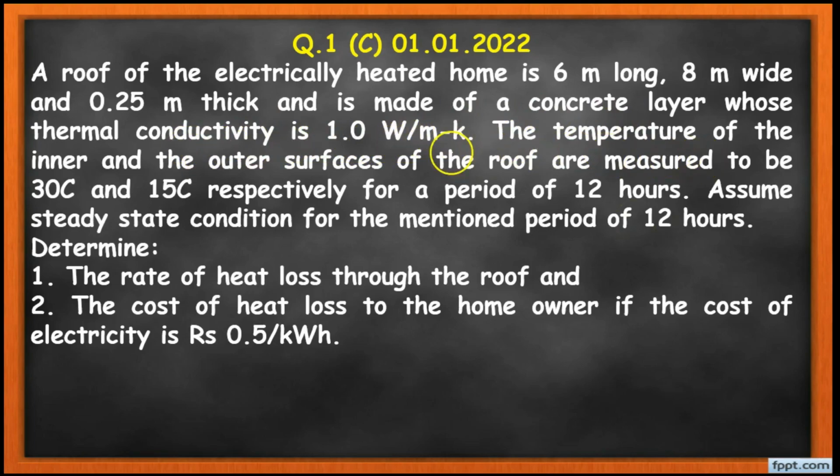The temperature of the inner and outer surface of the roof are measured to be 30 degree and 15 degree respectively for a period of 12 hours. Assume the steady state condition for the mentioned period of 12 hours. Determine the rate of heat loss through the roof, and second, the cost of heat loss to the homeowner if the cost of electricity is 0.5 per kWh.